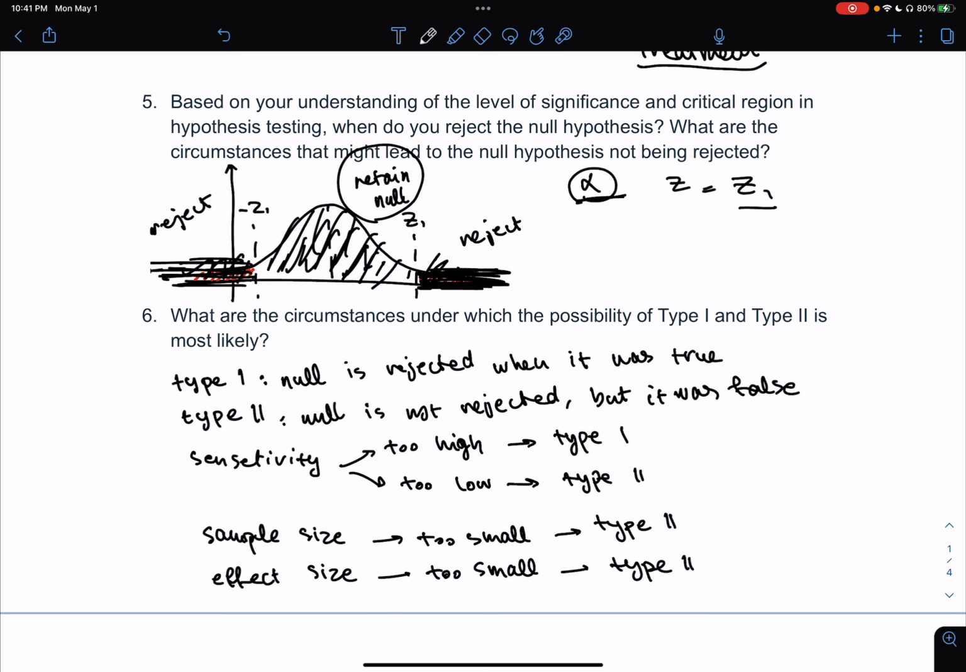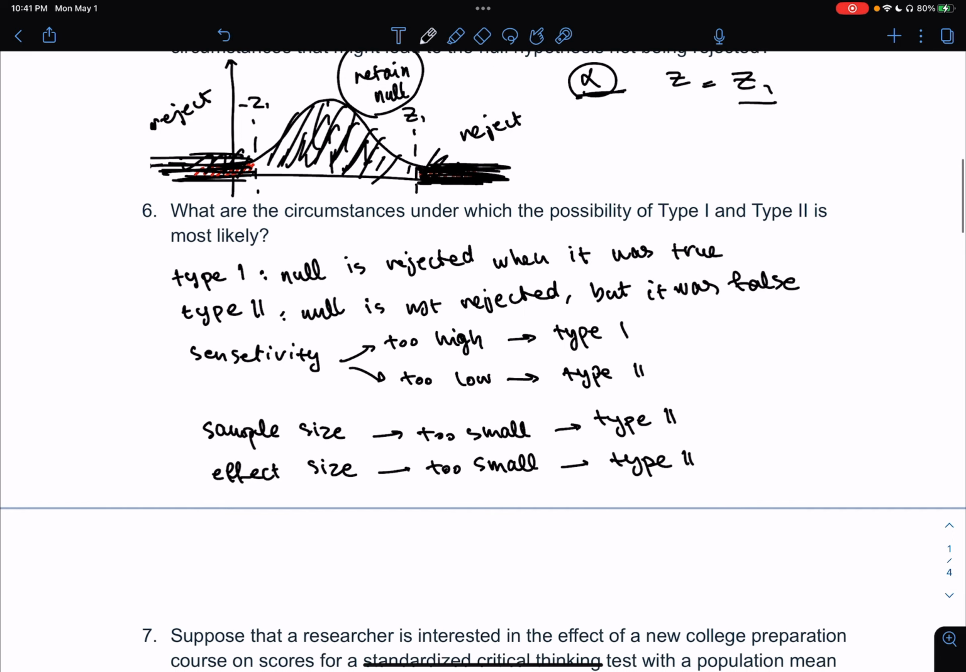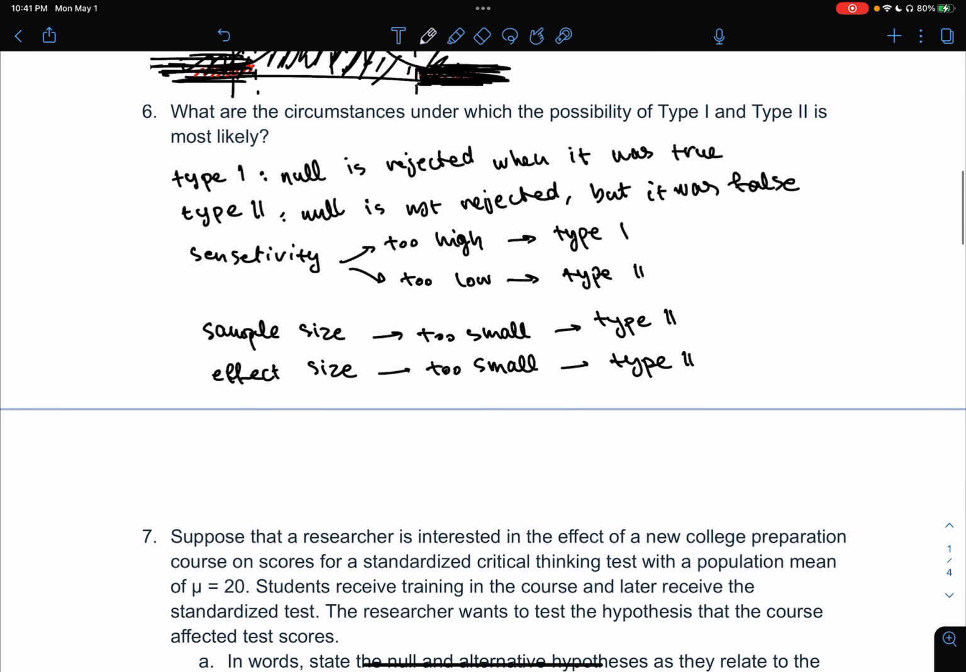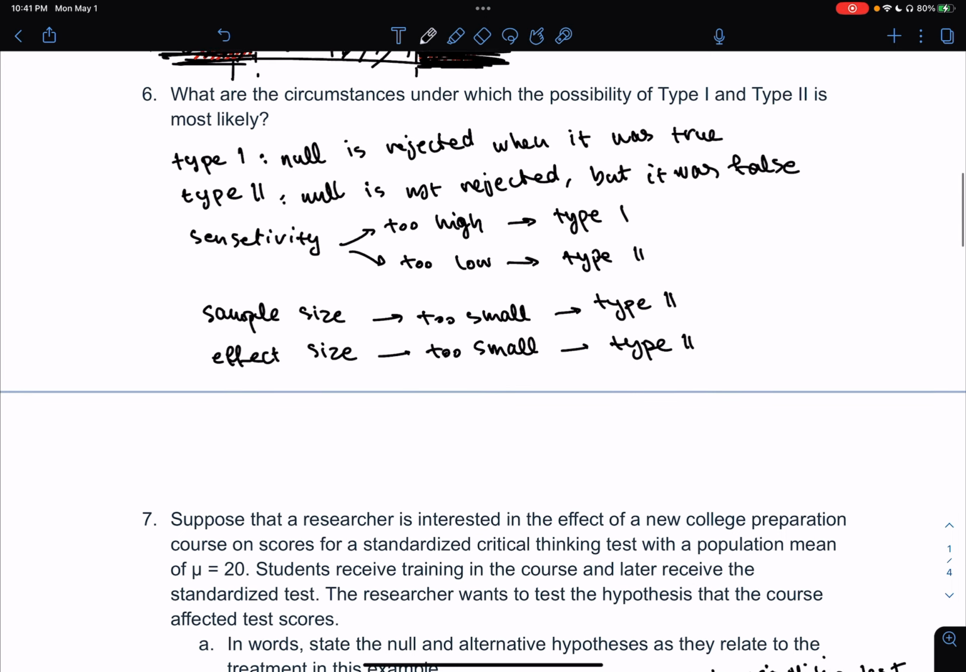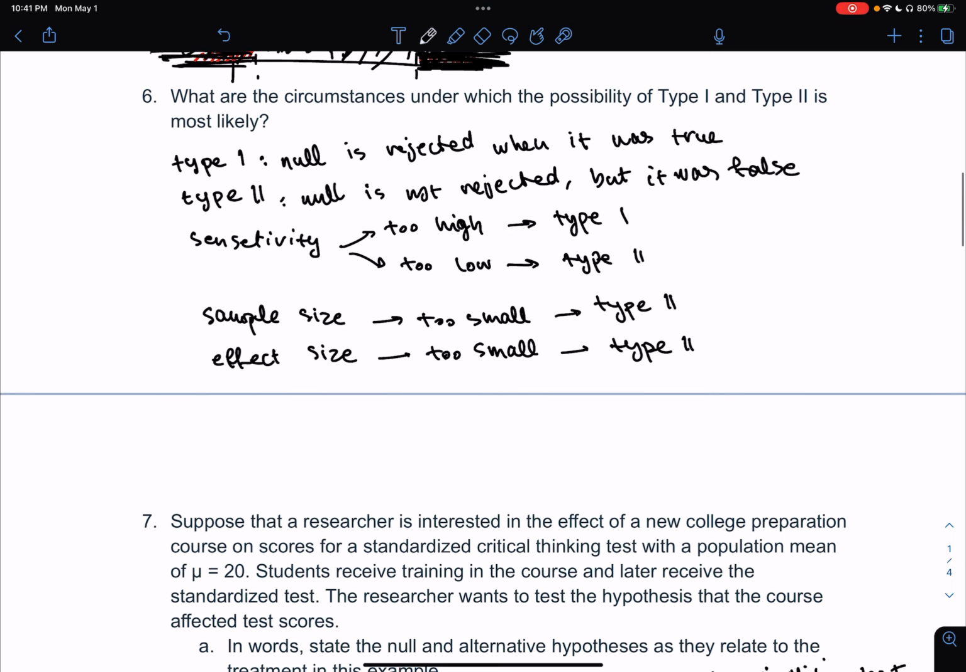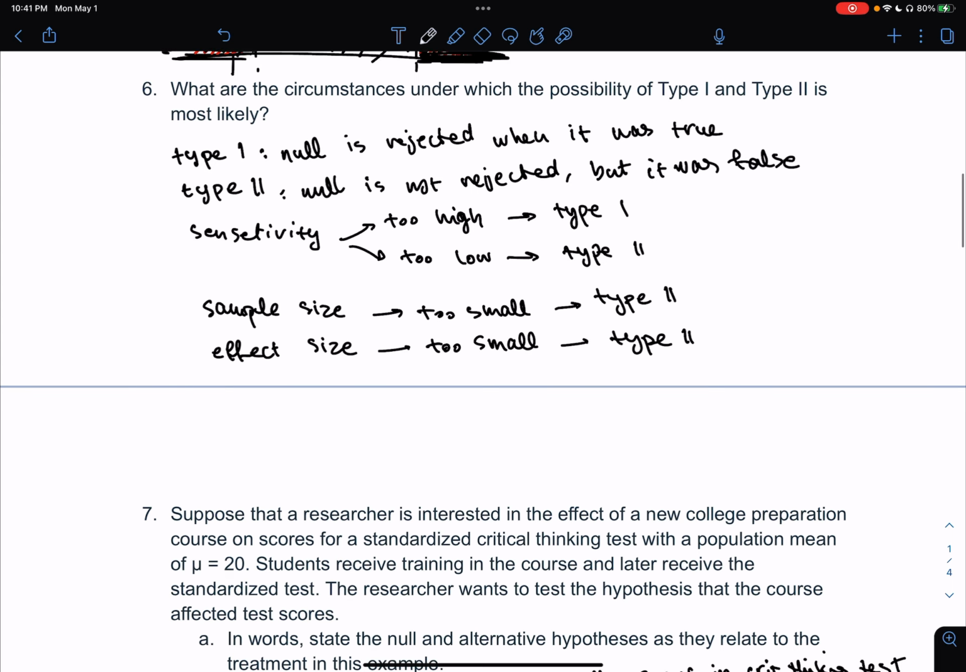Okay, so basically these are the situations we would reject or retain the null. What are the circumstances under which the possibility of type 1 and type 2 error is most likely? So I wrote a short description, basically a review, of what type 1 and type 2 errors are.